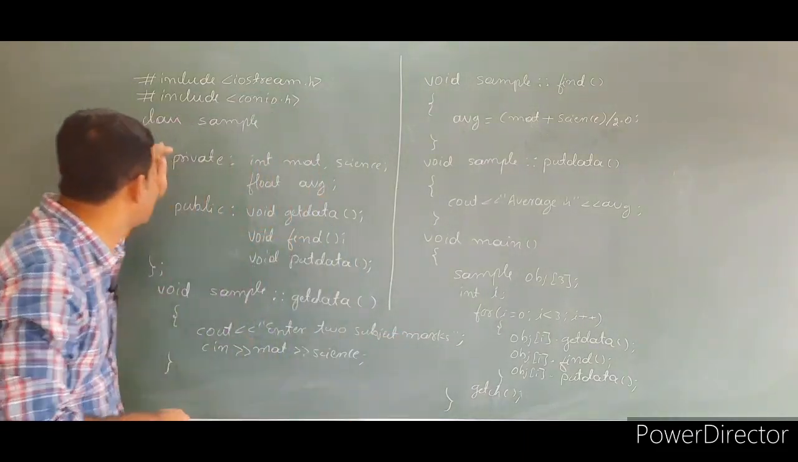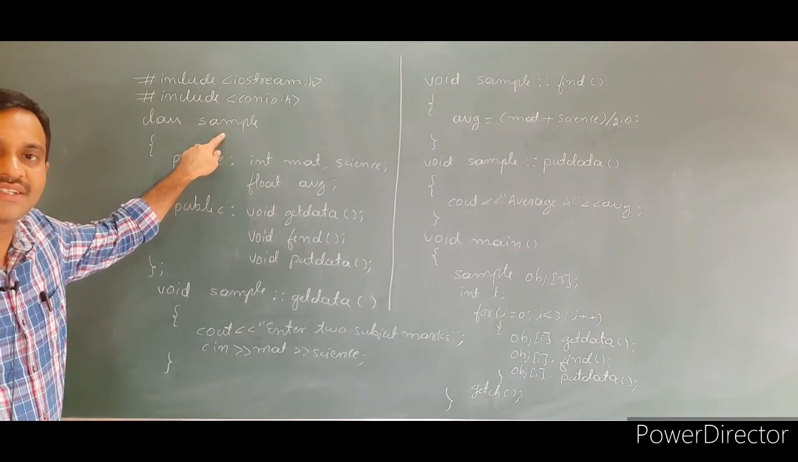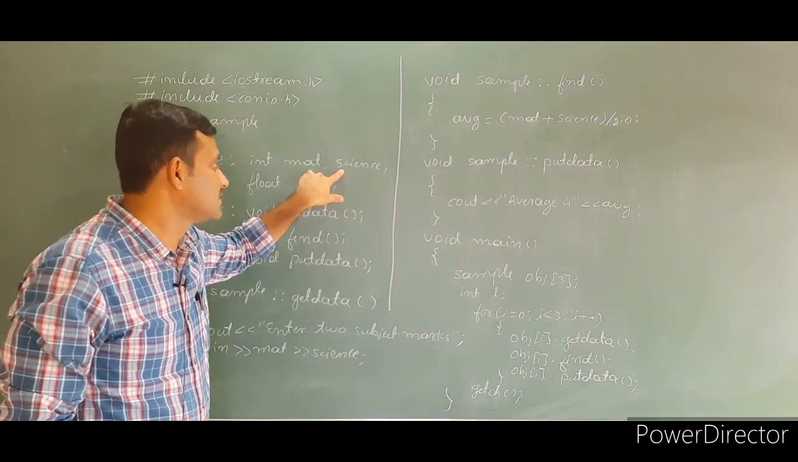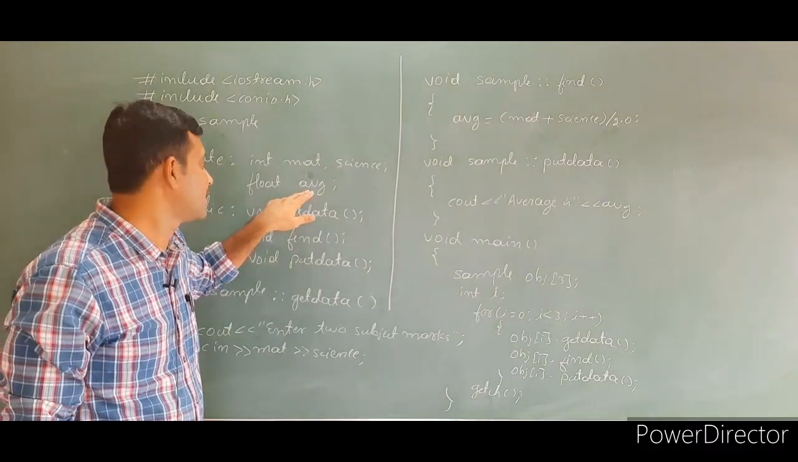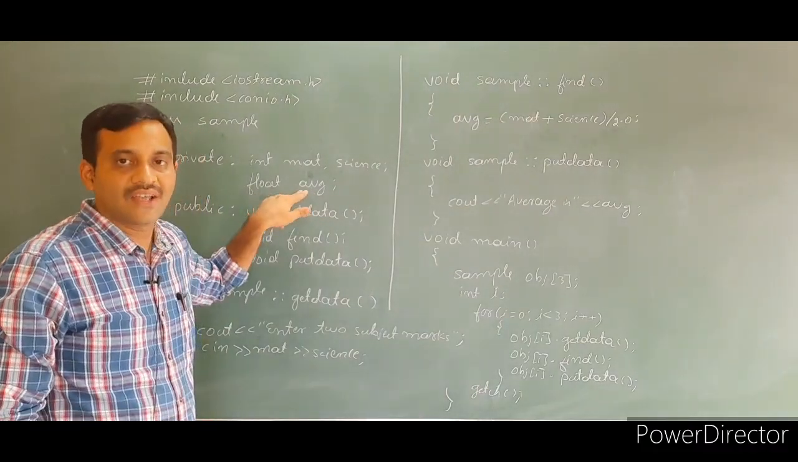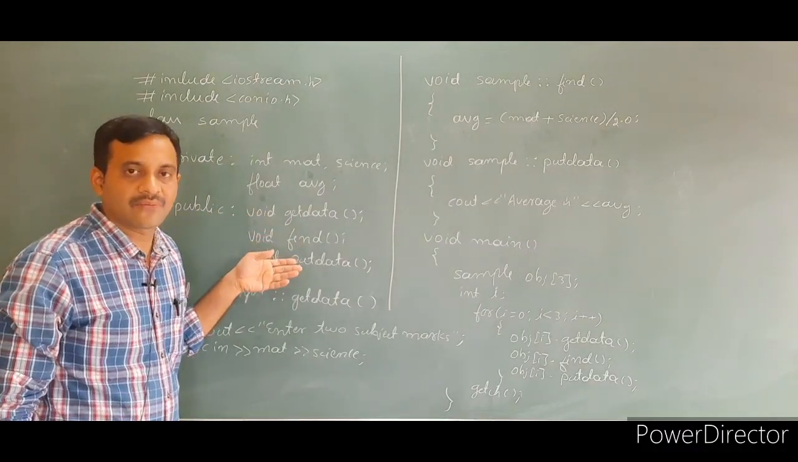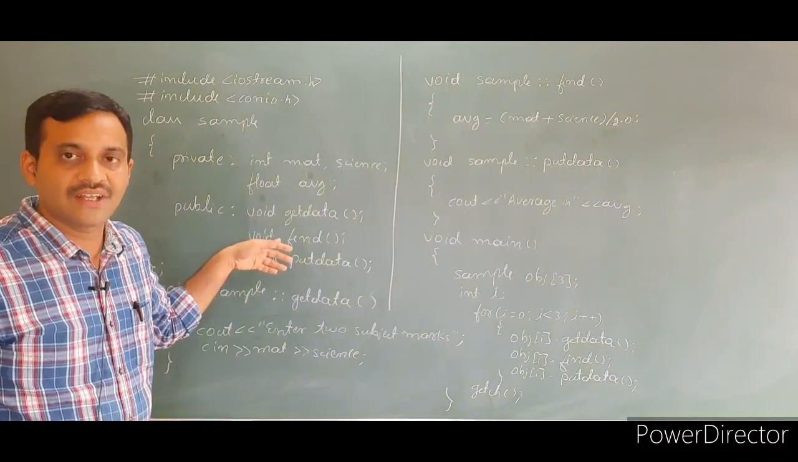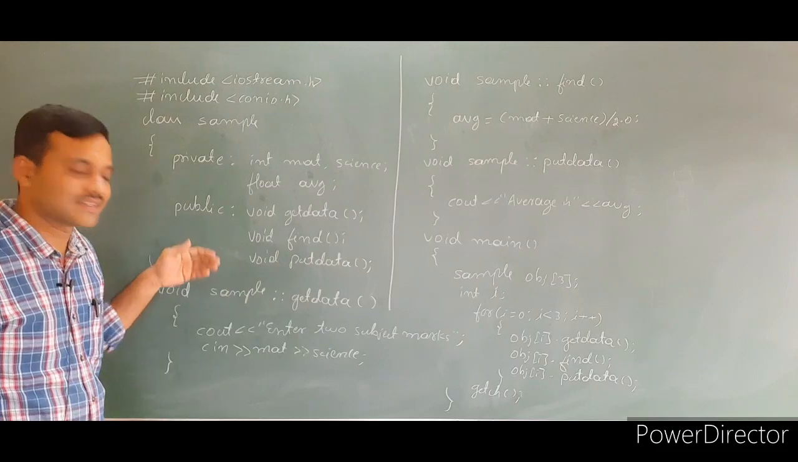See here, first we declare a class sample. The name of the class is sample. Under that we declare 2 variables, math and science, under integer, then one more member data variable under float, that is average. Then we declare 3 member functions under the public section. Here the member functions are in abstract form, hence we have to define the member functions outside the class definition.